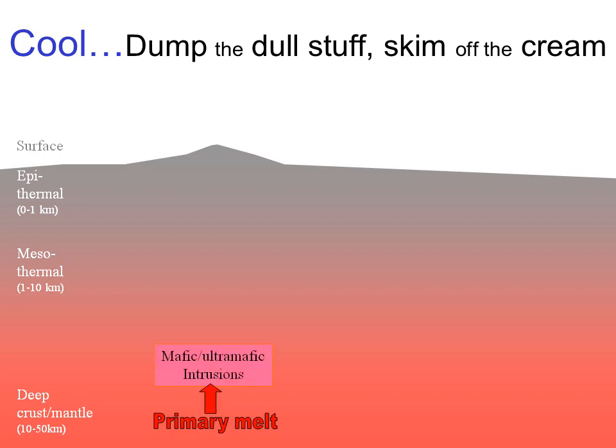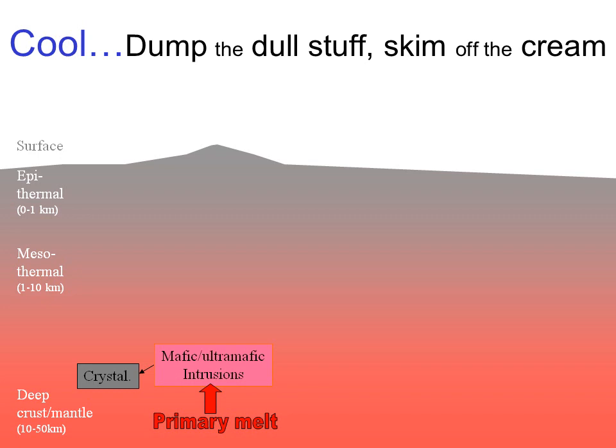Usually some of the first to form and the first to crystallize at the greatest depths are the mafic and ultramafic intrusions. And as they start to cool, they crystallize out minerals such as pyroxenes and olivines and maybe even some feldspars. But those contain absolutely nothing of worth in them.